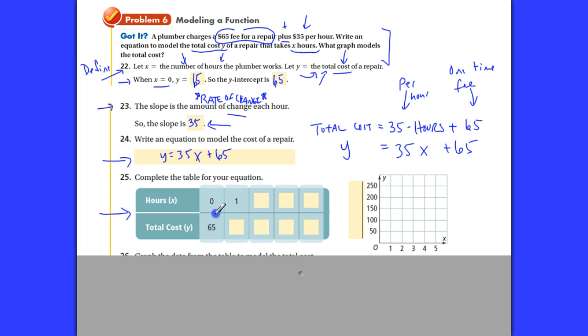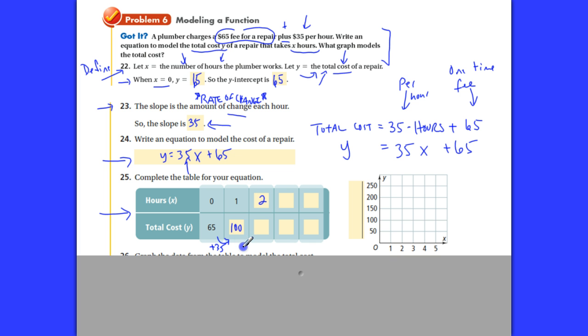At 0 hours is 65. So that means after 1 hour, we add $35 to that, right? Because they said that $35 is the amount that you pay per hour. So 65 plus 35 comes out to be $100.